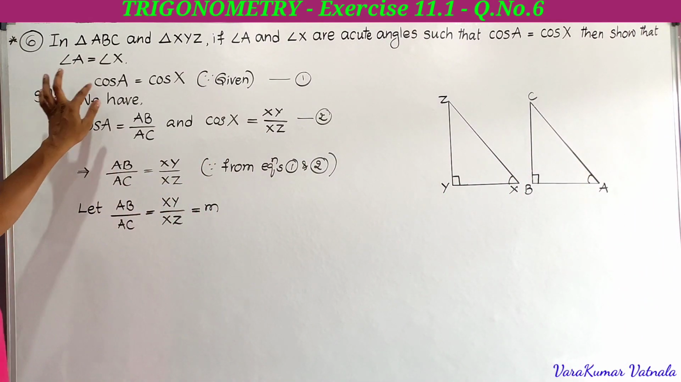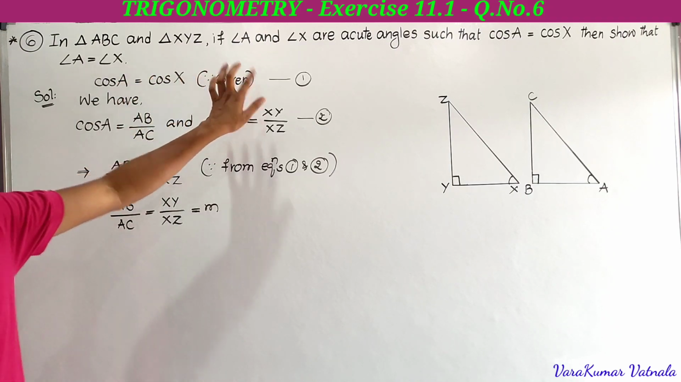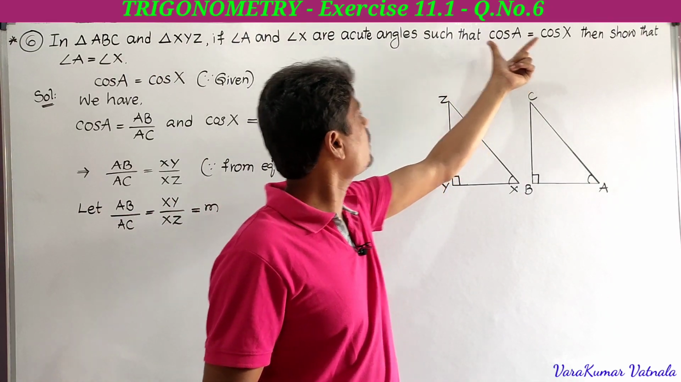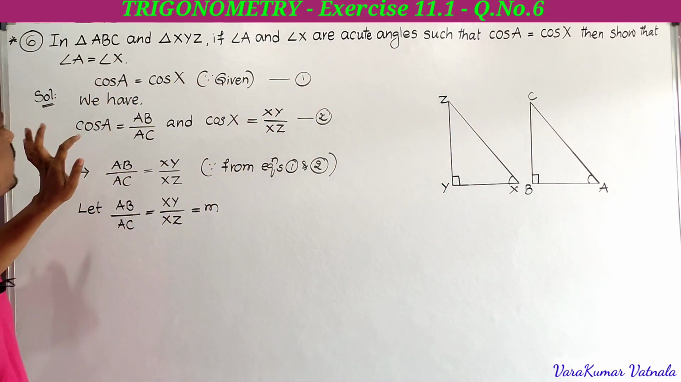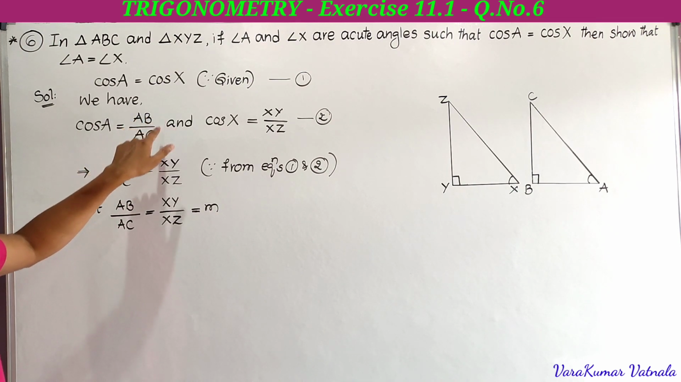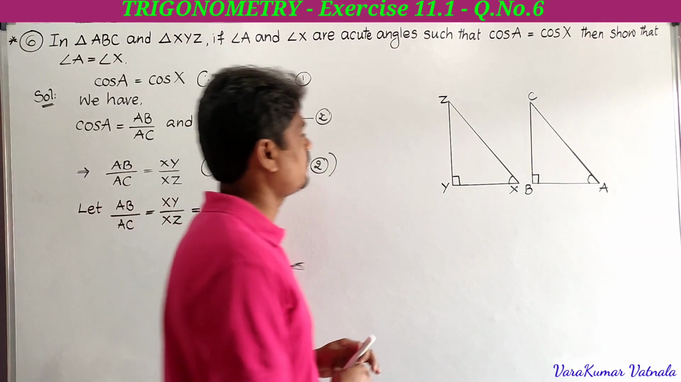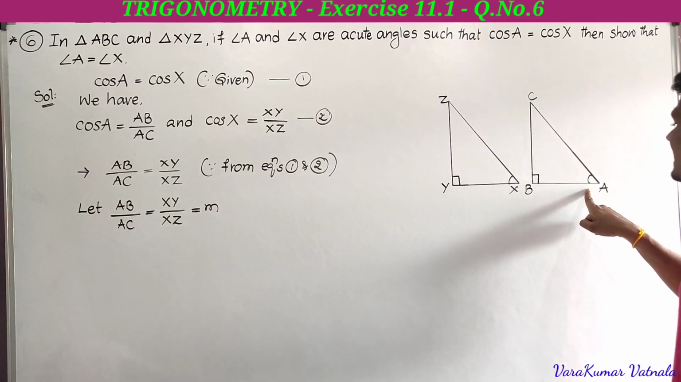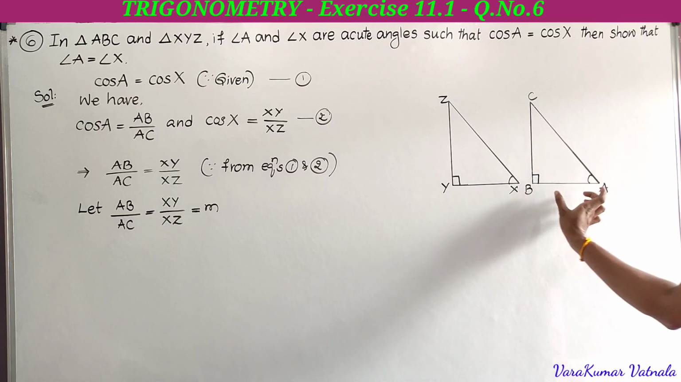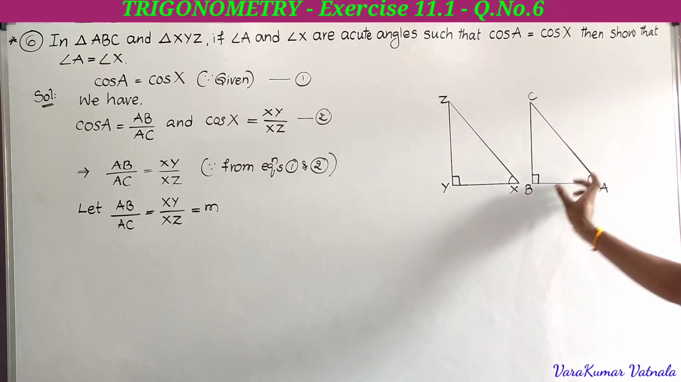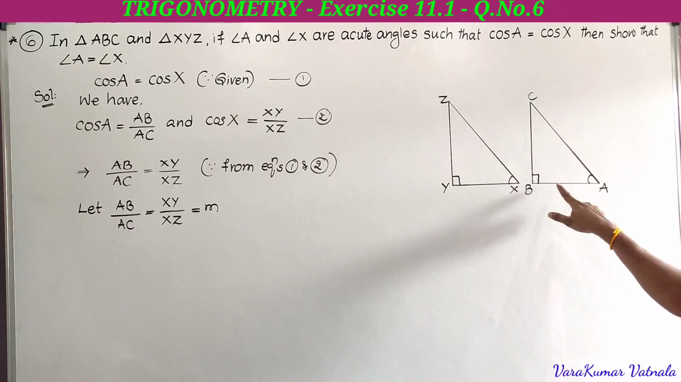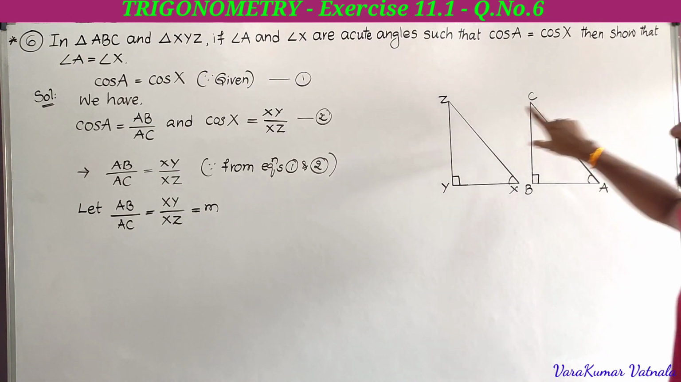So see here, cos A is equal to cos X he has given to us. Let it be equation number 1. So we have cos A, adjacent side by hypotenuse. From triangle ABC, this is angle A. With respect to angle A, adjacent side is AB, hypotenuse is AC. So cos A equal to adjacent side by hypotenuse, that is AB by AC.